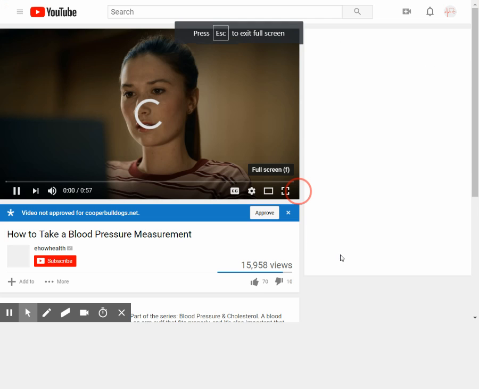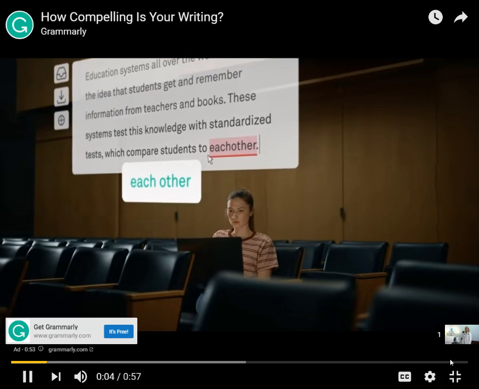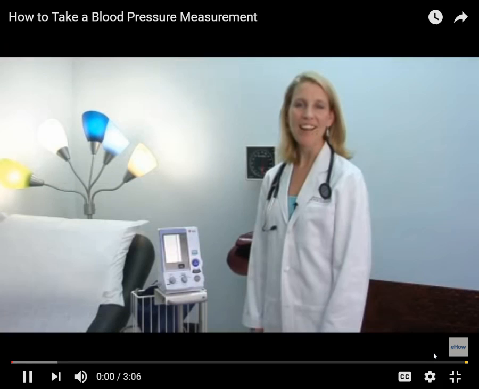Then we're going to look at how to take one on the lower arm, and I'm sorry about the ad there, and how to take one on the leg.